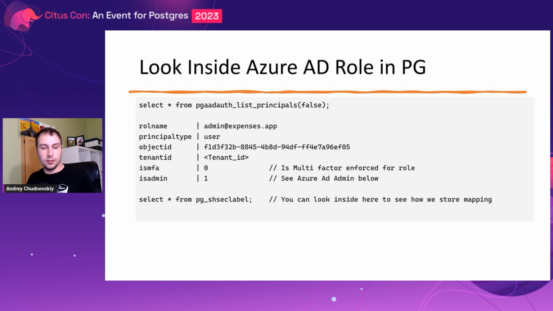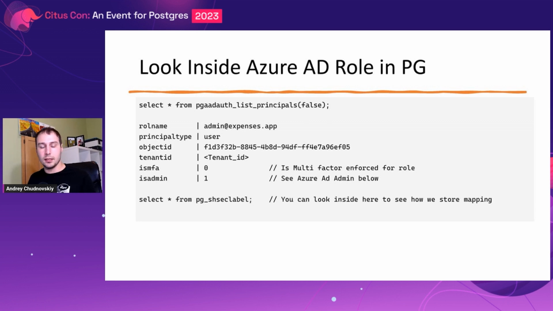So now we've created the role. We can use the function which we provide, pgaadauth_list_principals, in order to look under the hood. That would return information about our first role: its name, principal type, object ID, the tenant ID, which is the Azure AD tenant it is from, and a couple of other fields.